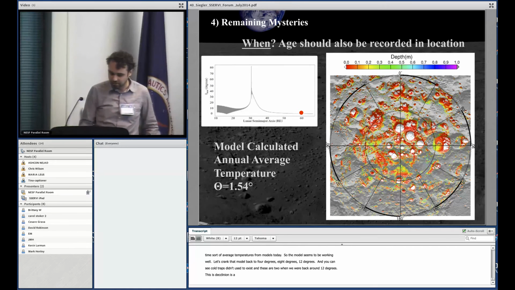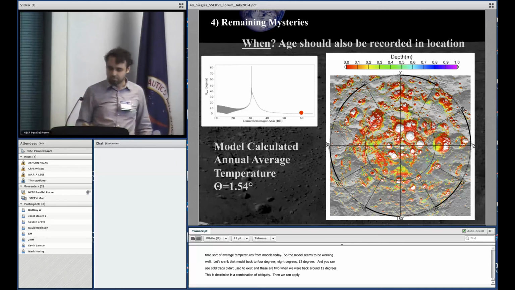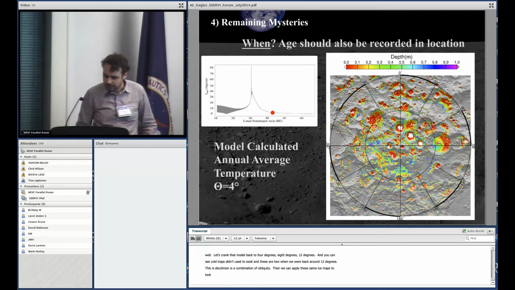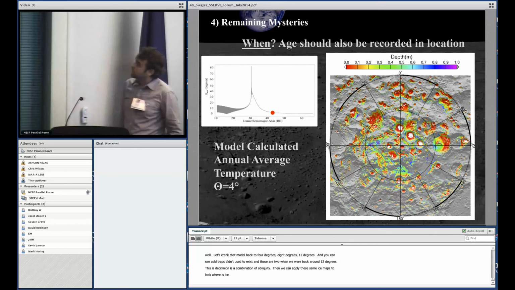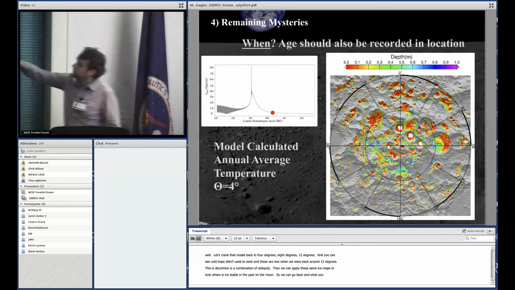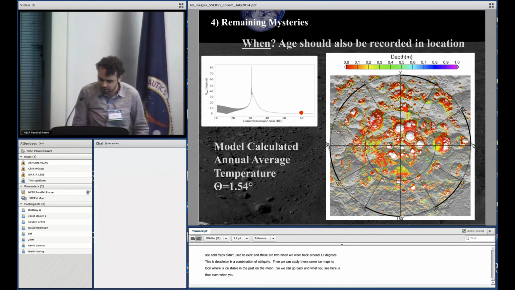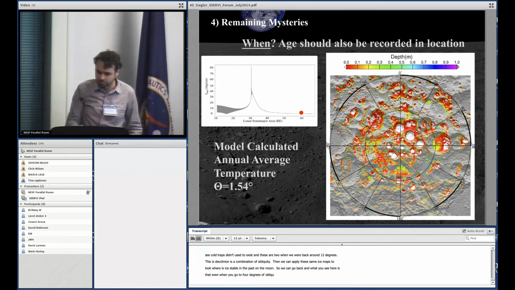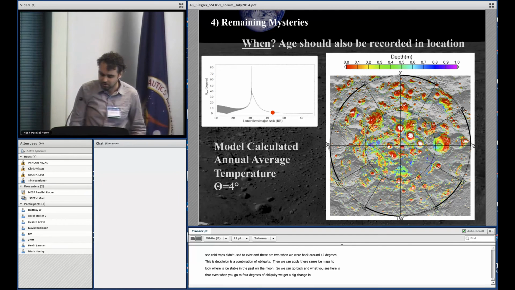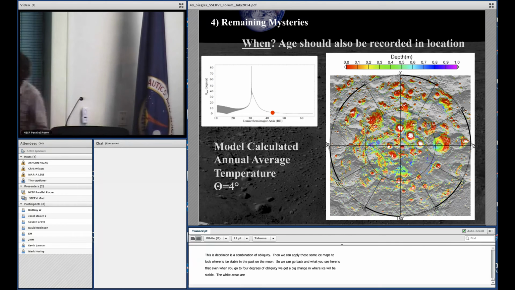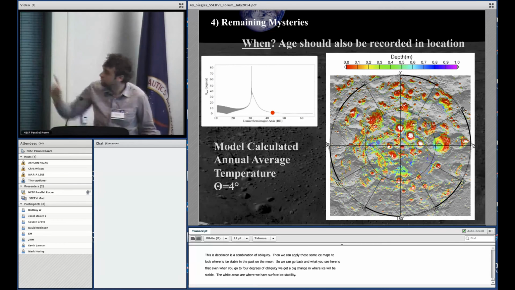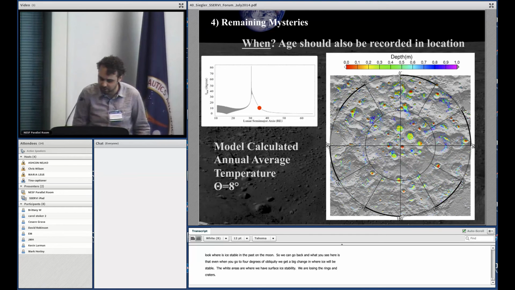So then we can apply these same ice maps to look at how ice was stable in the past on the moon. And so we can go back, and what you see here is that even when you go to 4 degrees obliquity, we get a big change in where ice would be stable. So the white areas are where we have surface ice stability. And so you can see we're losing the rims of these large, pretty big craters. Cabeus loses its surface ice stability.